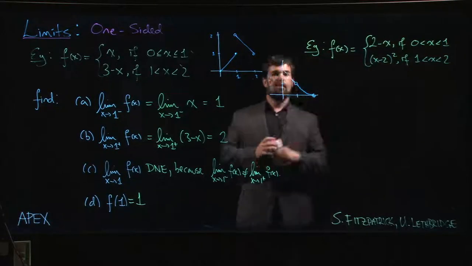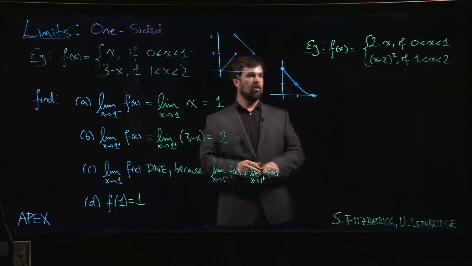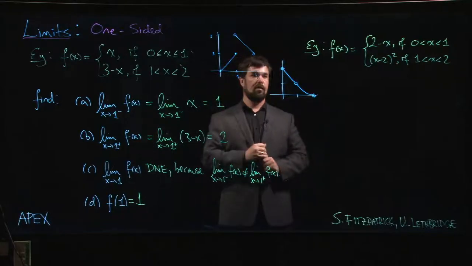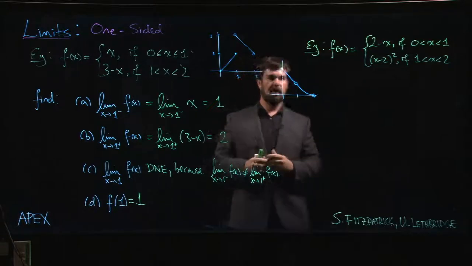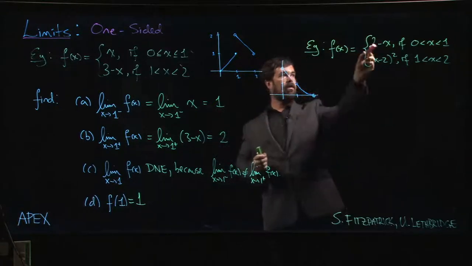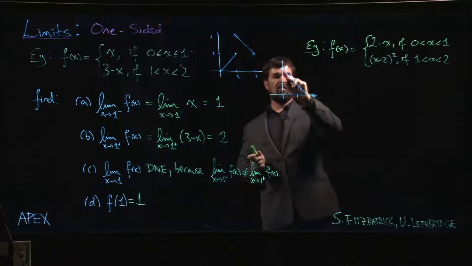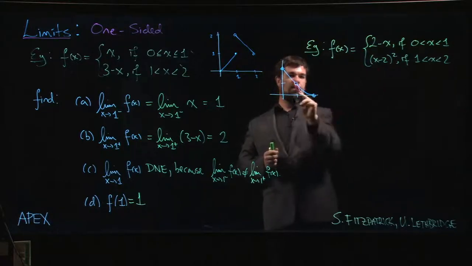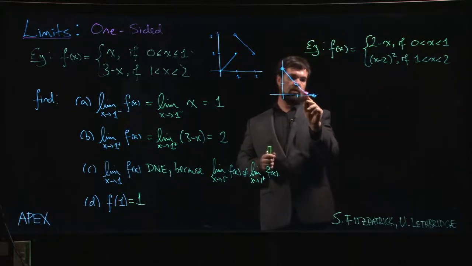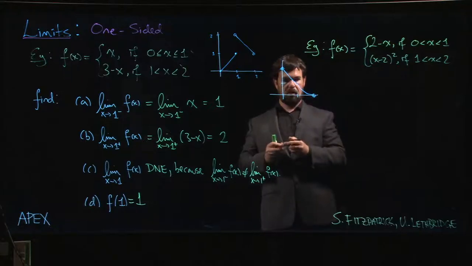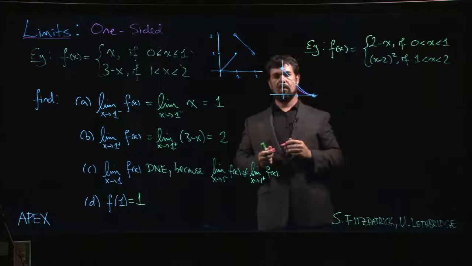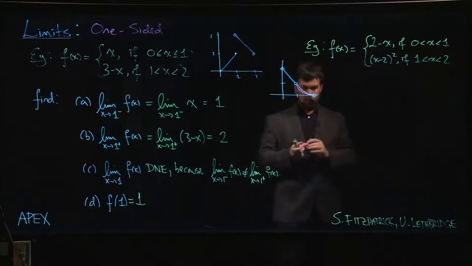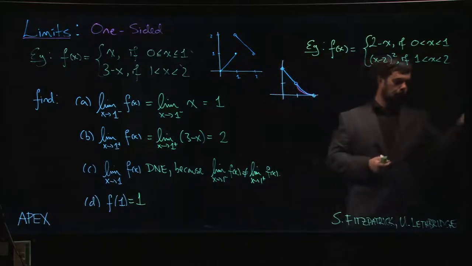So here's another piecewise defined function. We're going to ask the same four questions about this one that we asked for the first example. Here's a sort of poorly drawn sketch. It's a straight line, right? It's the straight line 2 minus x from 0 to 1. And from 1 to 2, it's a parabola. So there's a bit of curvature here. Maybe not as much as there should be. Should be more like that, perhaps. Okay. So there's our function in this case.